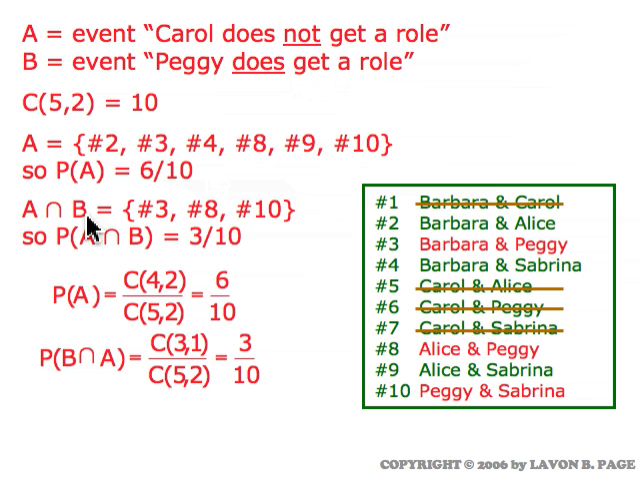The intersection of A and B says, look at all the cases where Carol does not get a role, but Peggy does. They are the ones that are shown in red. The red cases, case 3, 8, and 10, are the cases where Carol does not get a role, but Peggy does. That's the intersection of the 2 events. So the probability of the intersection is 3/10, 3 of the 10 cases.